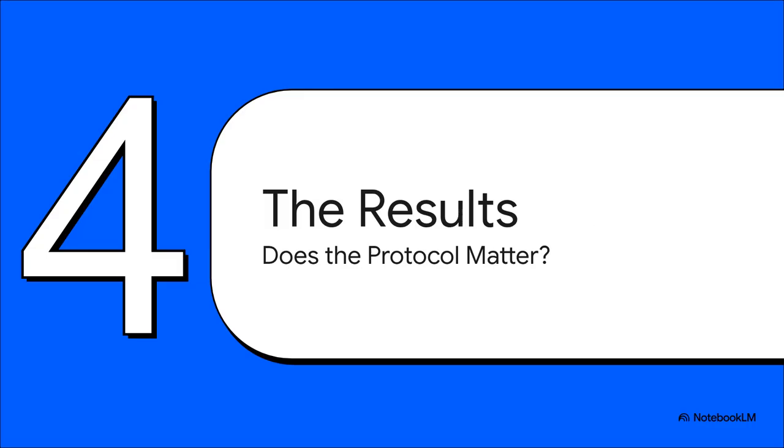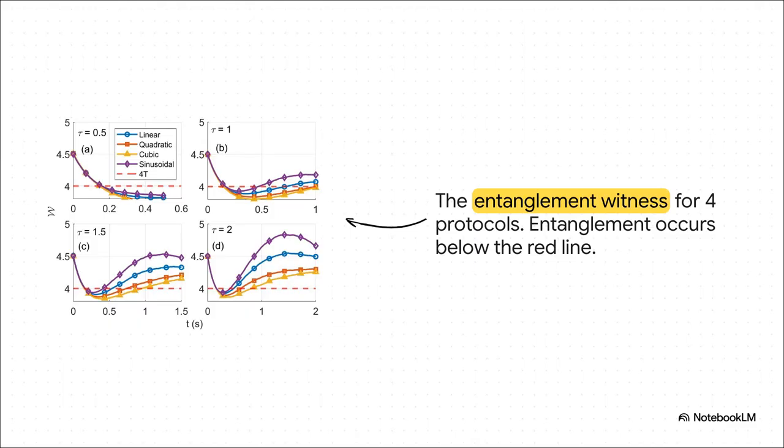All right, now for the results. The first big question they asked was, does it actually matter how you drive that first particle? You know, is a slow, steady push any different from a quick, sudden jolt? So they tested a few different methods, or protocols, for messing with that trap. And the answer was a huge yes. It totally matters. Take a look at this graph. See that red dashed line? That's our goal line, 4T. Anything that dips below it is a win.